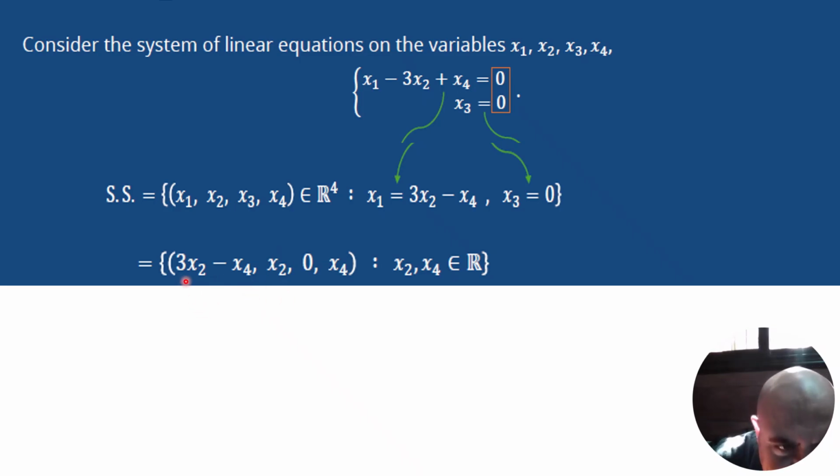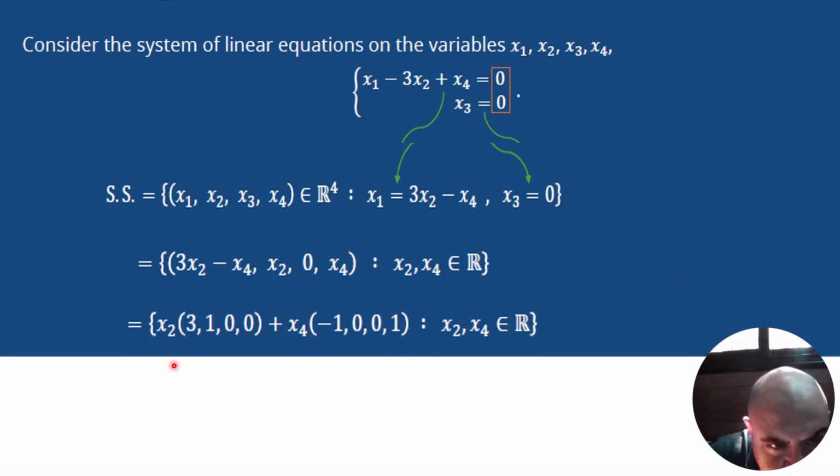The first will be 3x2, the second coordinate is x2, the third coordinate is 0, and the fourth coordinate is 0, plus another vector, which is negative x4, 0 in x2, 0 in x3, and x4 altogether. So that's the shape that we are talking about.